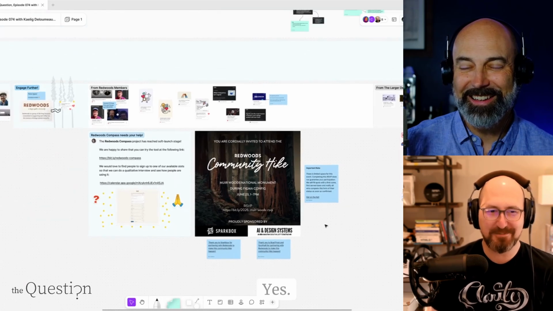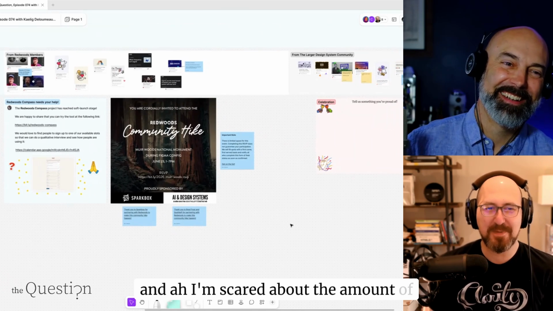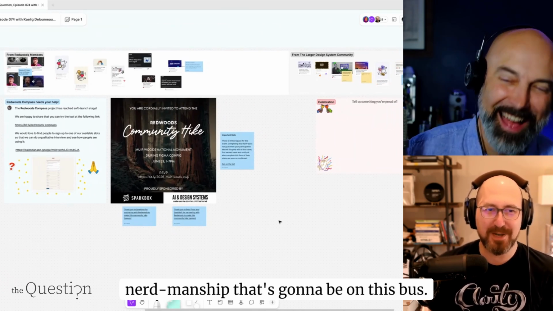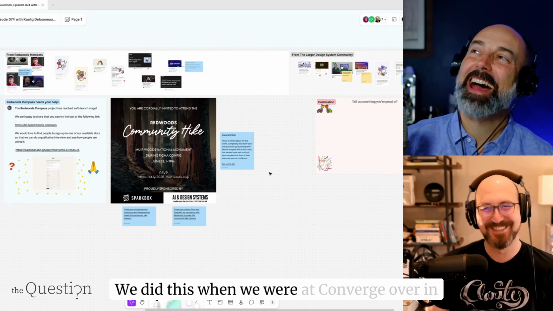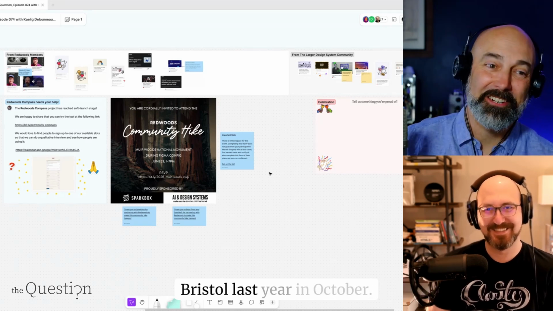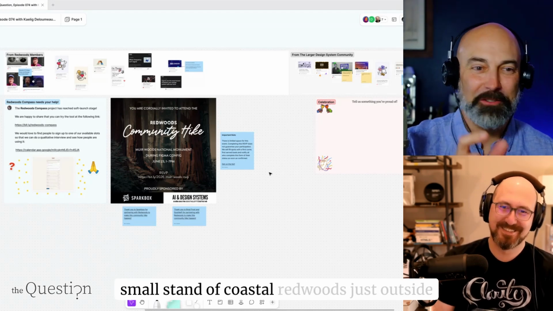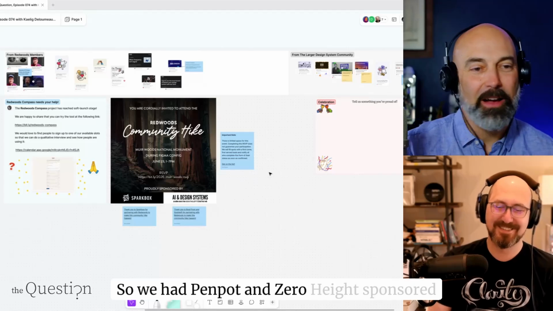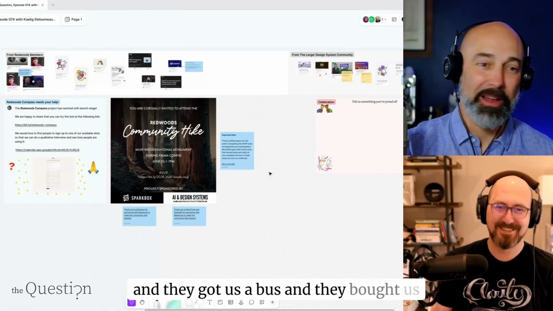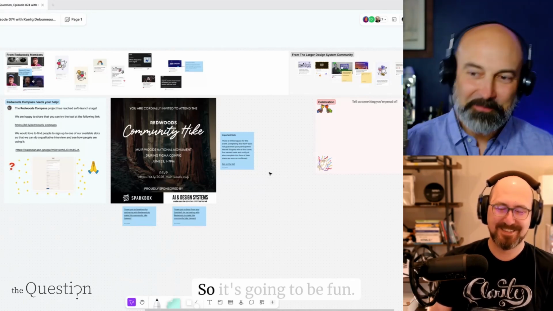I will be there for sure. And I'm scared about the amount of nerdmanship that's going to be on this bus. It's going to be awesome. We did this when we were at Converge over in Bristol last year in October. I did a little research and found there was a small stand of coastal redwoods just outside of Bristol. So we had Penpot and Zeroheight sponsor, and they got us a bus and bought us lunch, and we went and saw the trees, and it was epic, man. So love it. It's going to be fun.